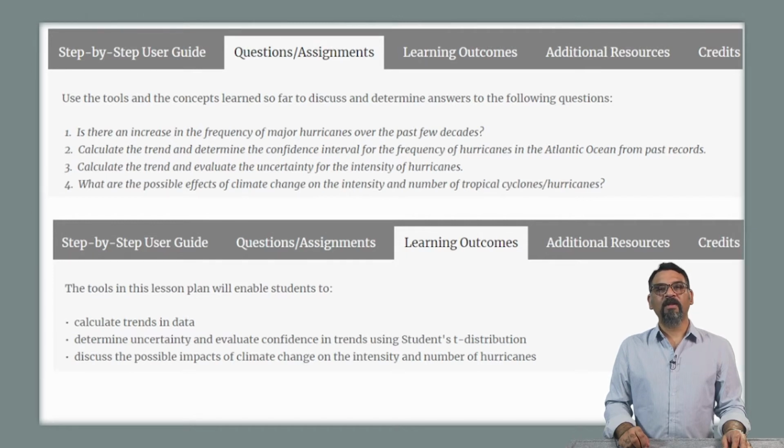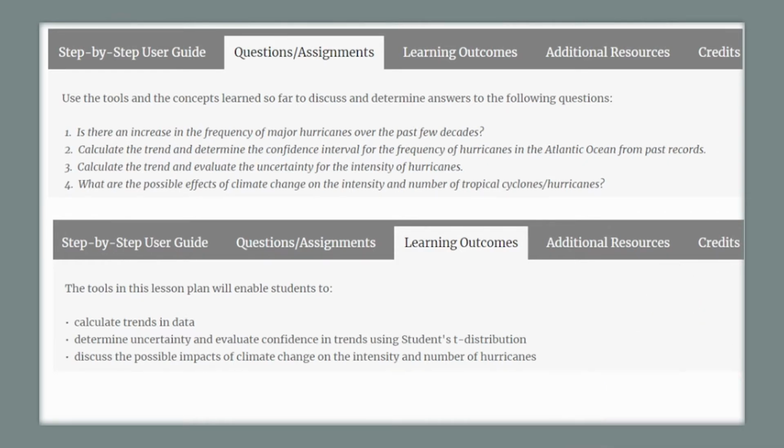The learning outcomes. In this lesson plan, your students will be able to calculate trends in data, determine uncertainty and evaluate confidence in trends using Student's t distribution, and discuss the possible impacts of climate change on the intensity and number of hurricanes. So, we invite you to use this lesson plan not only to explain to your students all these topics that might be relevant in your math or statistics curriculum, but the usage of this lesson plan will also lead to a greater understanding of this critical issue of climate change as related to intensity of hurricanes, and therefore make them more aware of this issue.